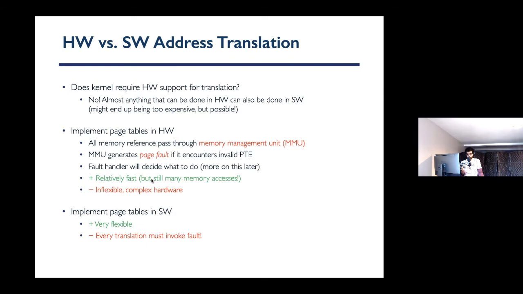For each translation, you're going to trap to the operating system, and then run some code to translate. So for every single instruction, you're just doing a lot of work, which is basically super bad.